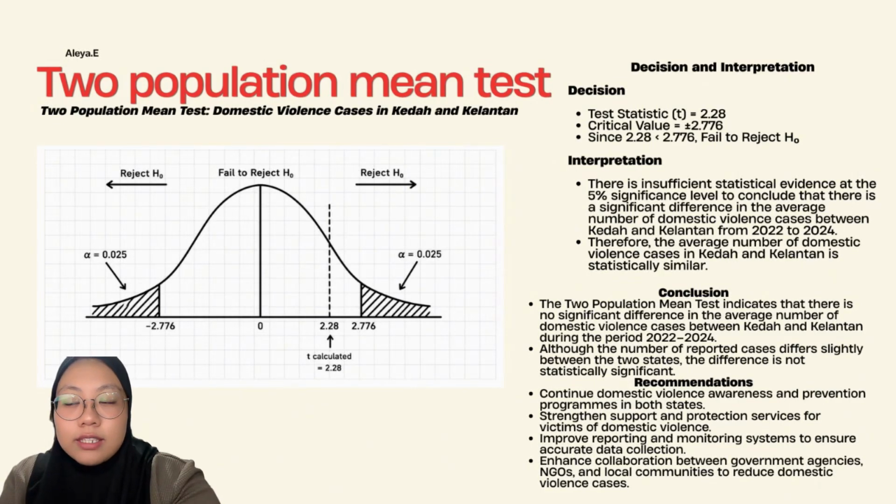Based on this finding, it is recommended that both states continue strengthening domestic violence awareness programs, improve victim support services, enhance reporting systems, and increase collaboration between government agencies, NGOs, and local communities.